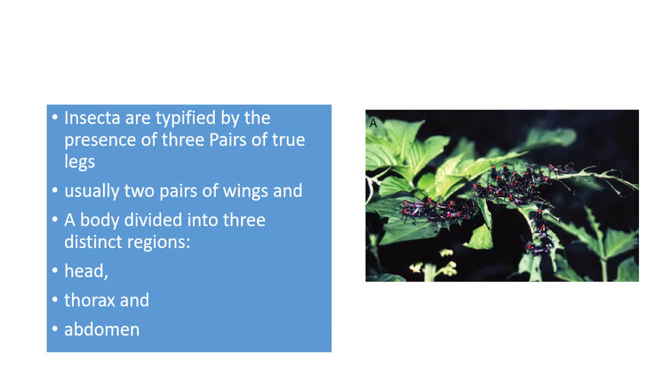It has antennae also, and wings, which are also subdivided into forms, which help to differentiate the insect family members: which type of antennae it has, which type of wings it has, and which type of legs it has. Next, we are going to the next slide. The insects are typified by the presence of three pairs of true legs, usually two pairs of wings. The body is divided into three distinct regions: head, thorax, and abdomen. I told you this in the previous slide. So we are going to the next slide.